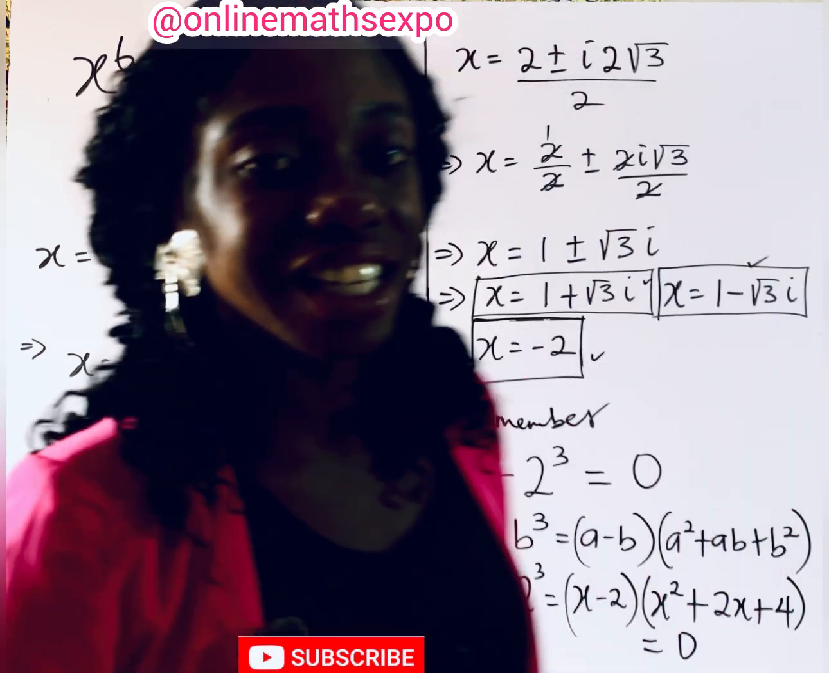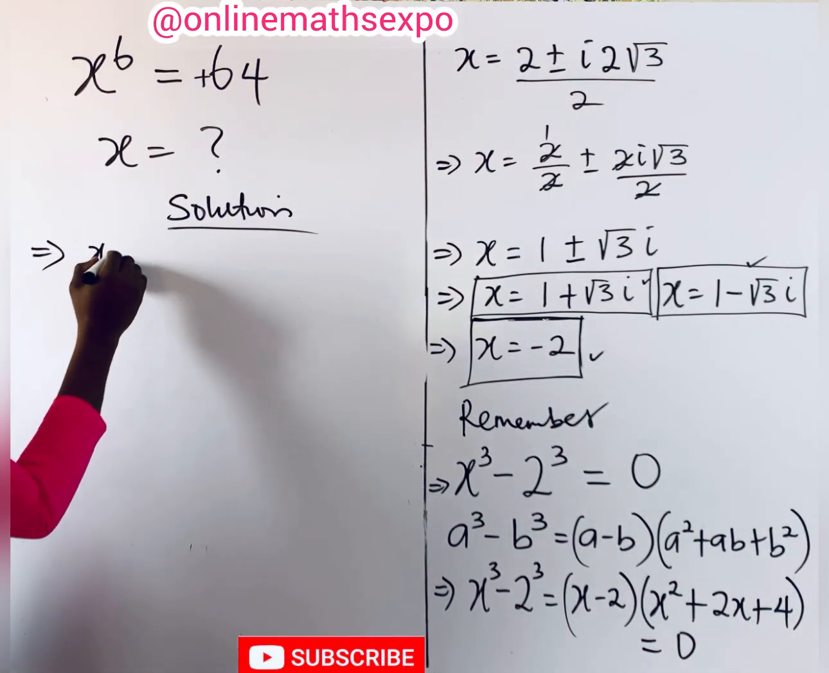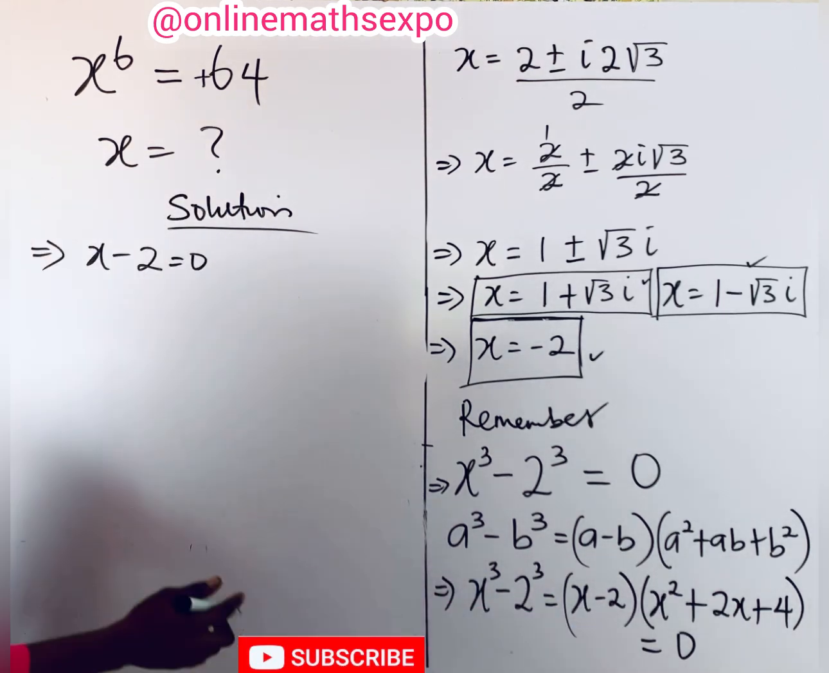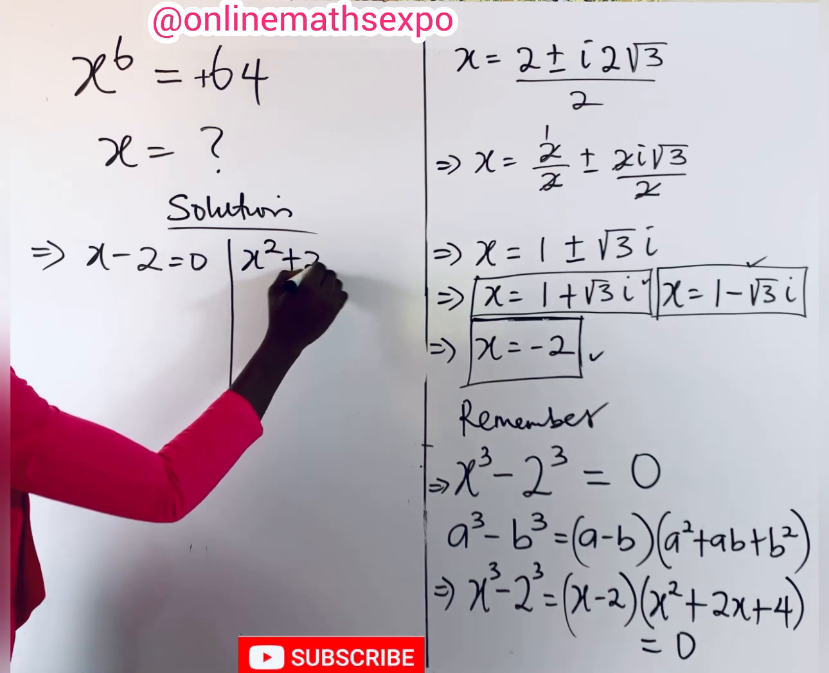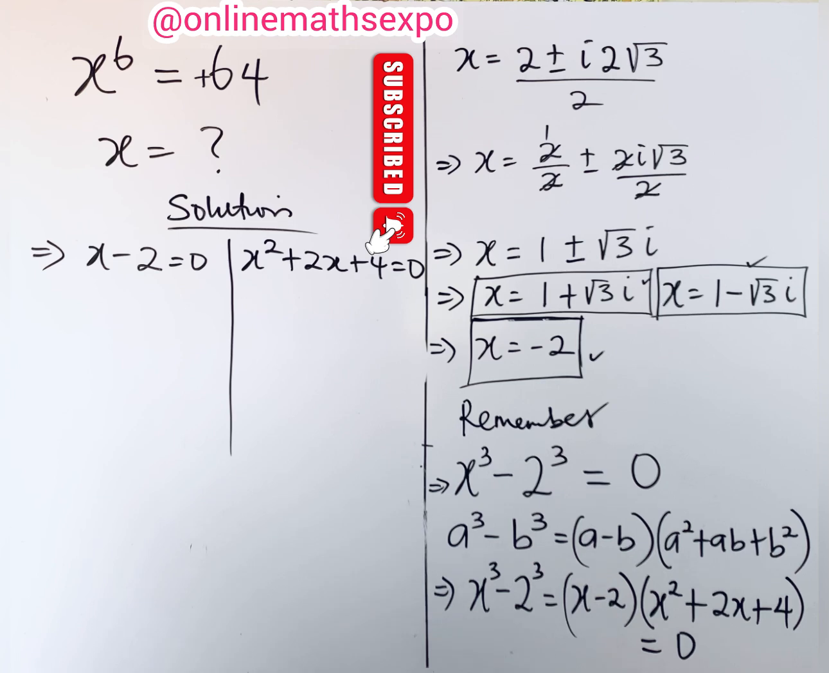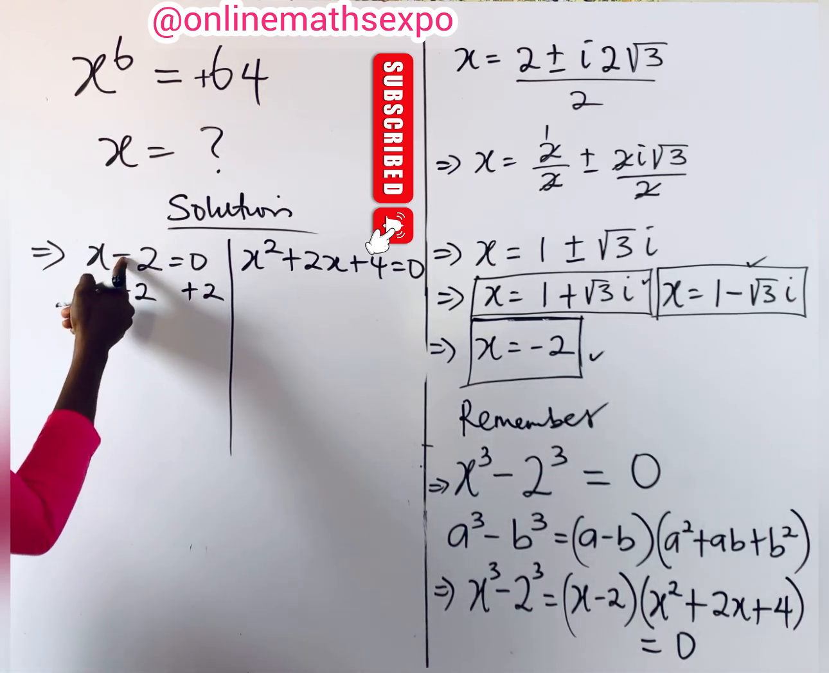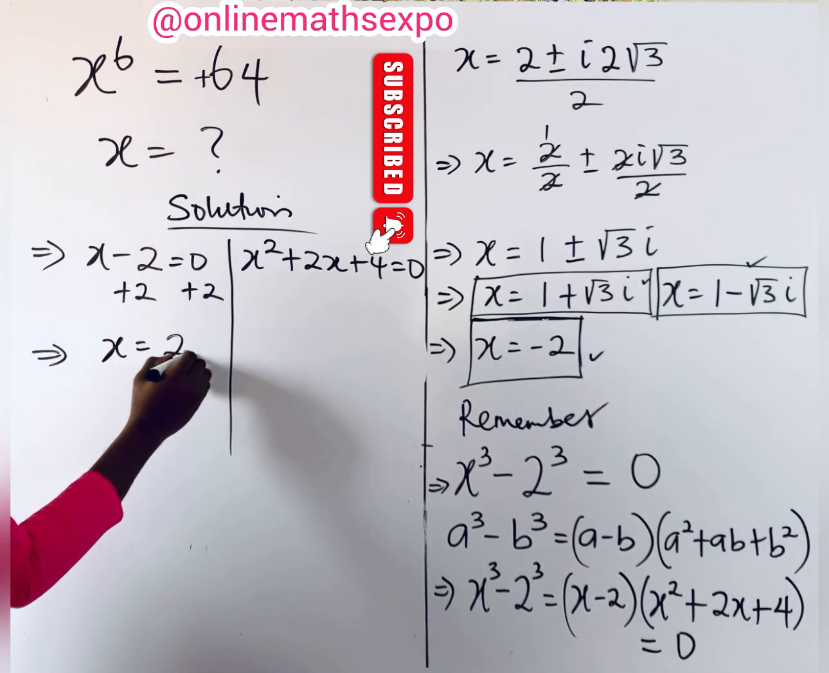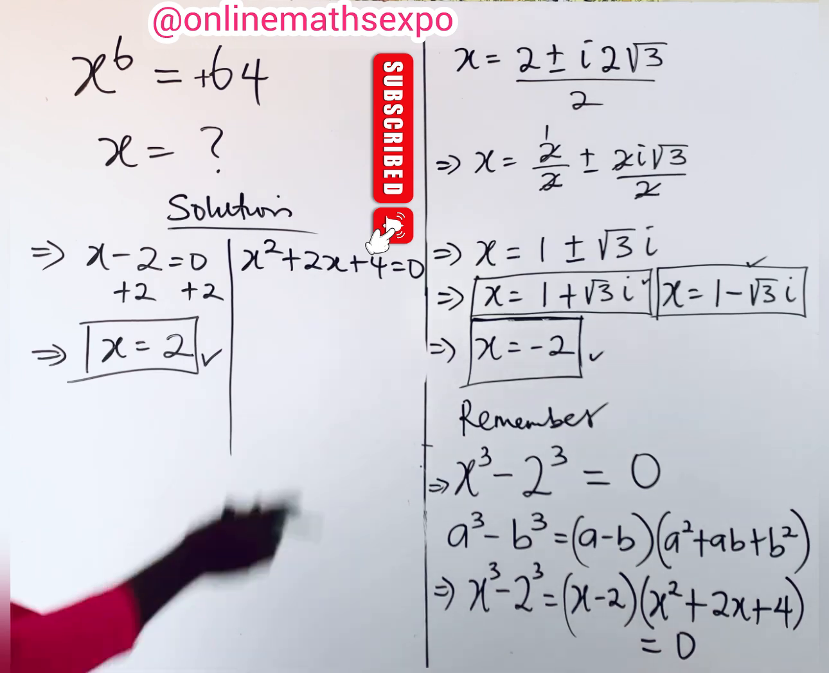So simplifying again, we have x minus 2 is equal to 0 because these two are equal to 0, or that x squared plus 2x plus 4 is also equal to 0. Interesting. So what do you do here? Just add 2 to both sides because this is negative. If you do it, this goes off. So x is giving us 2. We have gotten the fourth solution. Now let's solve this one.